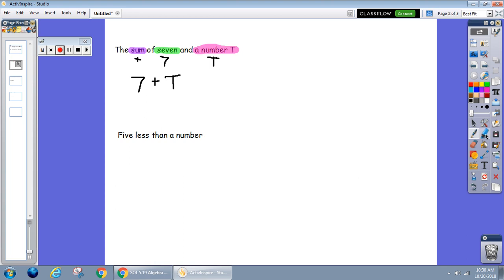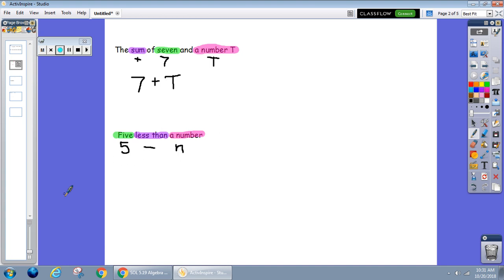Let's look at the next one. 5 less than a number. All right, so I'll get my highlighter out. 5 is my constant, because 5 is always 5. My operation, less than, and my variable is a number. I don't know what it is, my unknown number. Okay, so 5 is represented by the number 5. Less than. How do I get less than? I need to subtract. And then a number, let's call it n.